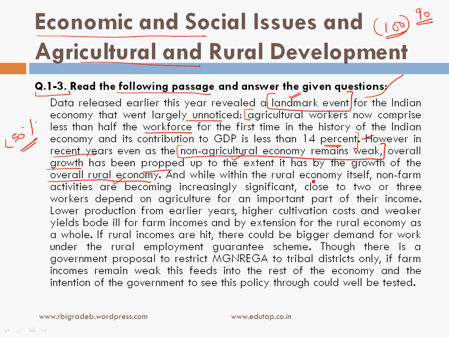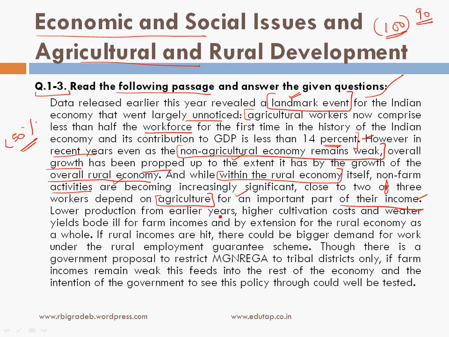And while within the rural economy itself, non-farm activities are becoming increasingly significant, close to 2 of 3 workers depend on agriculture for an important part of their income. So although within the rural economy the non-farm activities are becoming significant, still close to 2 out of every 3 workers depend on agriculture for an important part of their income. That is, agriculture still holds an important position in the rural economy.